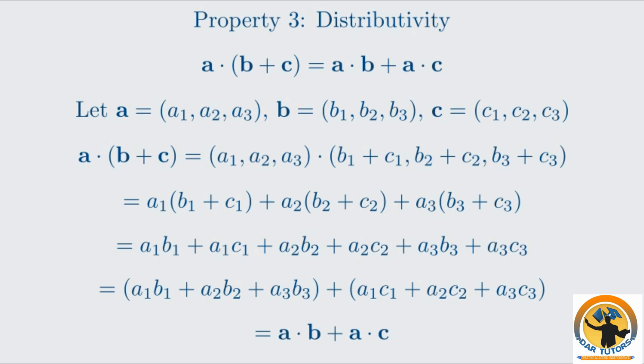So, we have now seen how to calculate the scalar product algebraically and have proven its 3 key properties: commutativity, the magnitude squared property, and distributivity. These properties are essential for manipulating vector expressions. Now, let's move on to our second objective, understanding the geometric properties of the scalar product. This is where the scalar product becomes truly powerful.